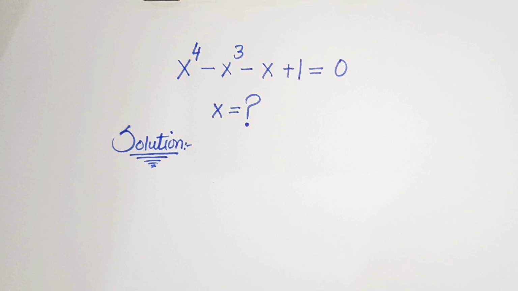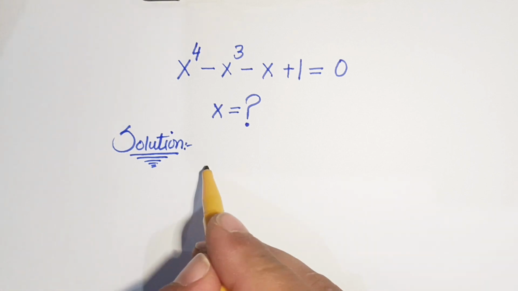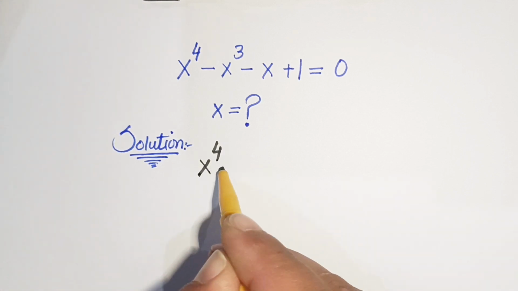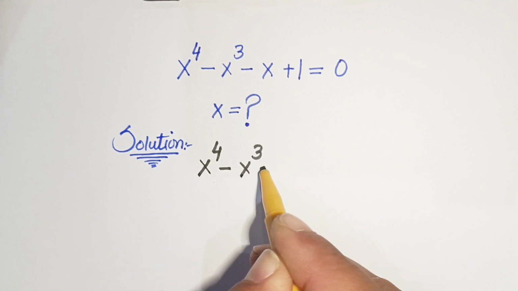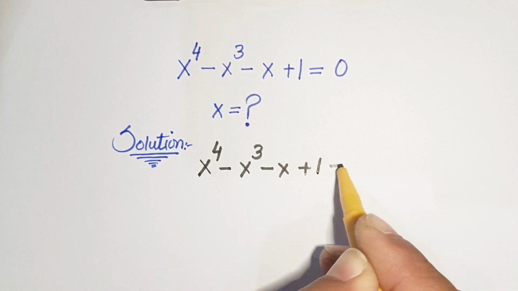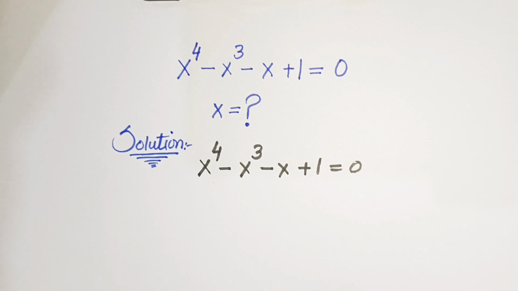So today we have a nice Olympiad question, that is x to the power 4 minus x cubed minus x plus 1 is equal to 0. So we have to find the value of x here. Now we are going to write our problem here. x to the power 4 minus x cubed minus x plus 1 is equal to 0. So it is our problem.